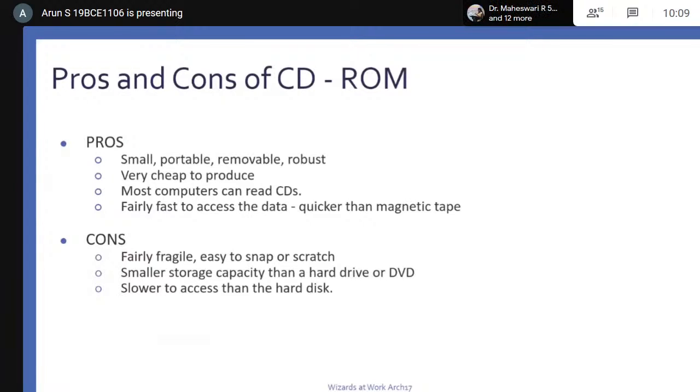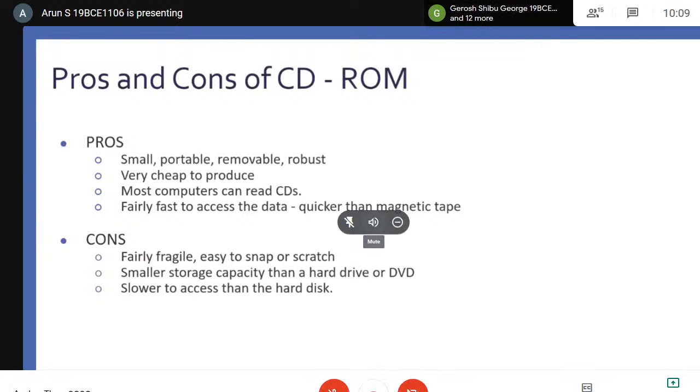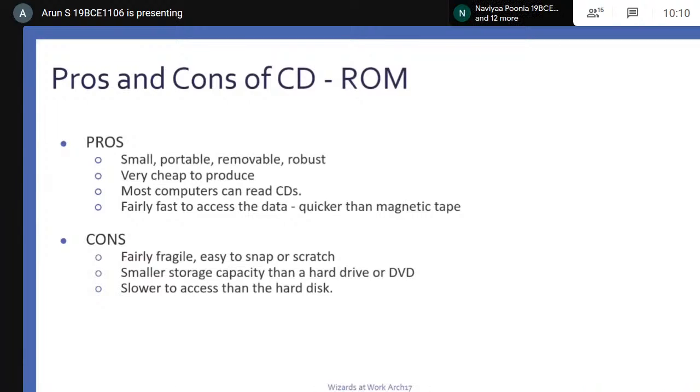Talking about its disadvantages, CD-ROMs are fairly fragile and easy to snap or scratch. They have smaller storage capacity than a hard drive or DVD, and they are slower to access than the hard disk. Now I would like to call Rahul Reddy to deliver more about types of optical storage devices.